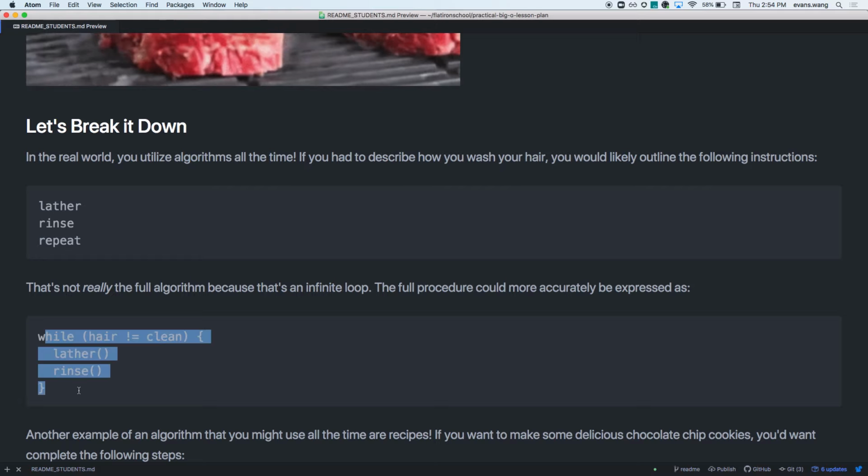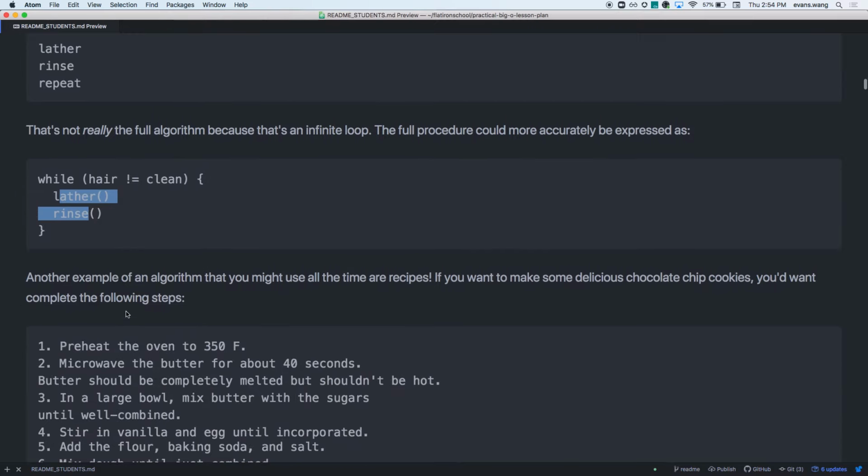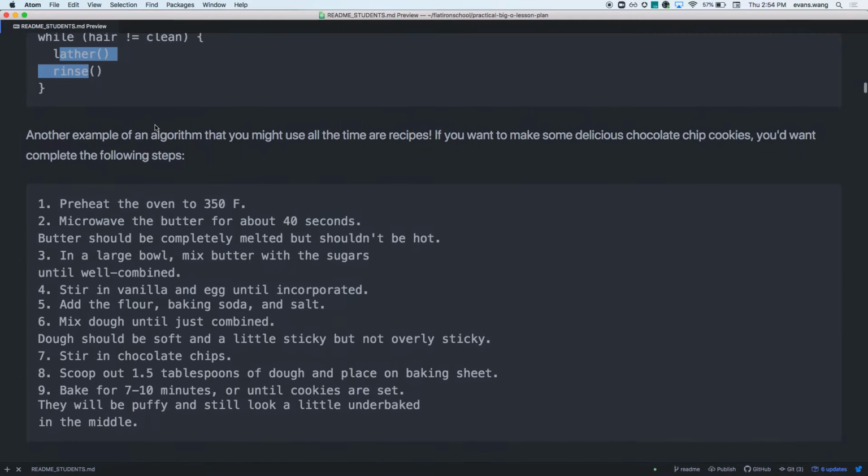This is what it would look like in theory if you were to translate some of this into code, right? While your hair is not clean, you lather and rinse. It's pretty funny, right? Ha ha ha. Very good.